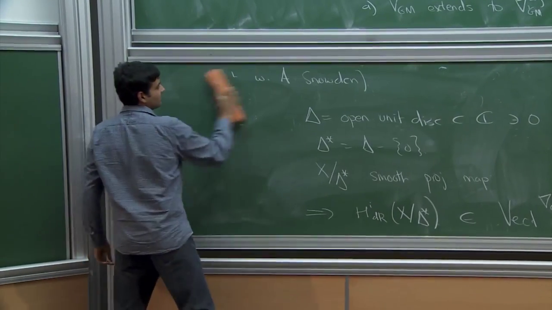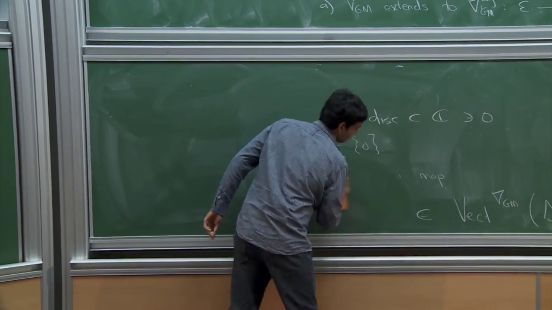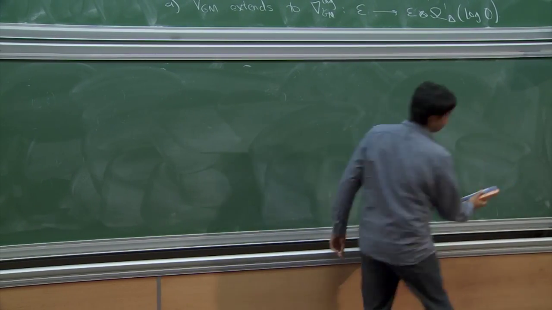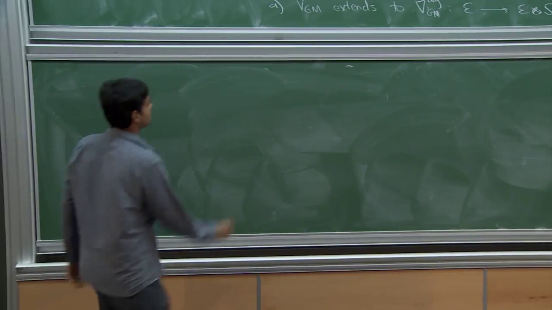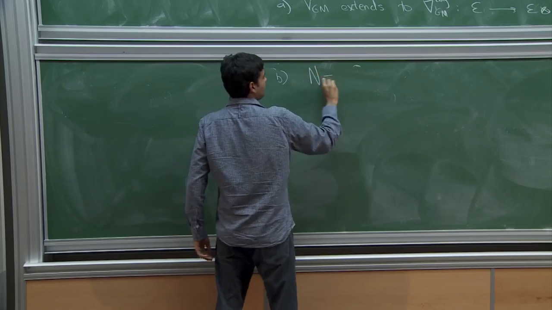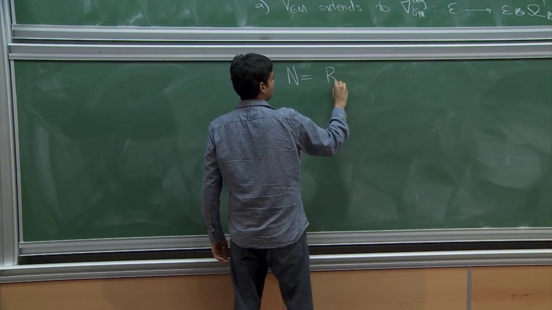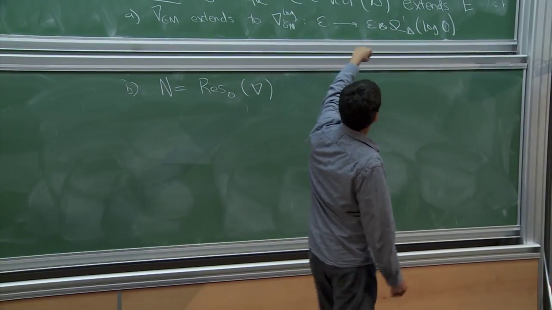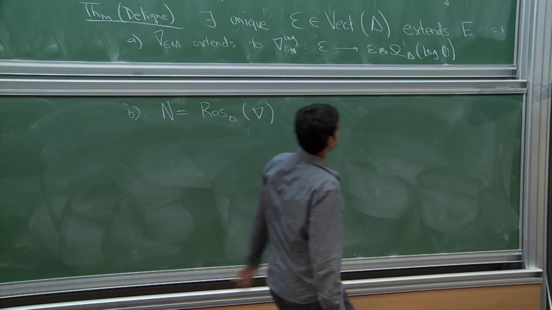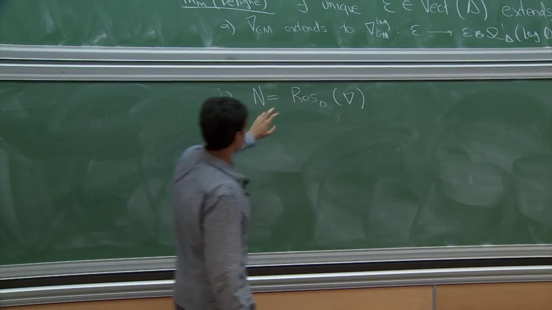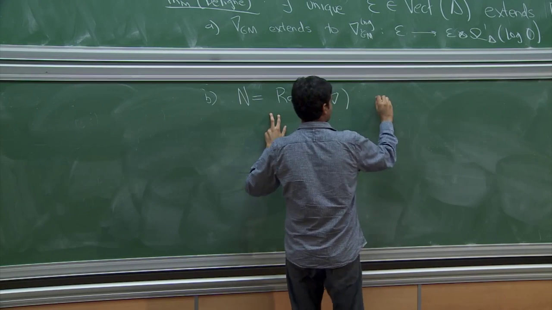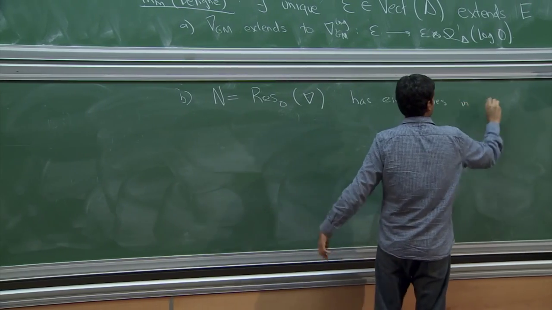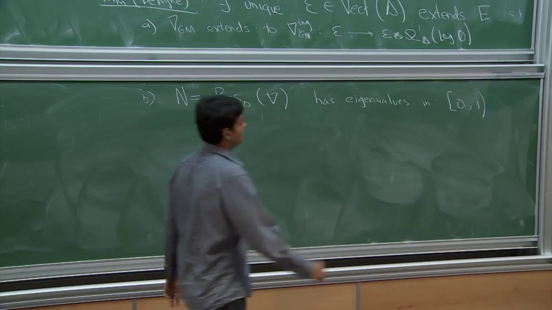Okay, so there's one condition, and the second one, there's still a Z worth of choices at this point, roughly corresponding to the fundamental group. So one needs to make a distinguished choice, and the distinguished choice is that the monodromy operator N, which is the residue at zero of the connection, so you look at the matrix coefficient of dt over t, if you like. So this is a matrix, and you assume it has eigenvalues in the half-open interval [0, 1).